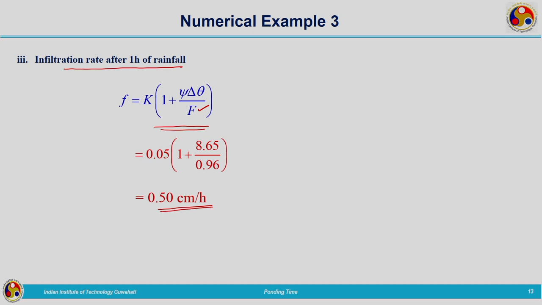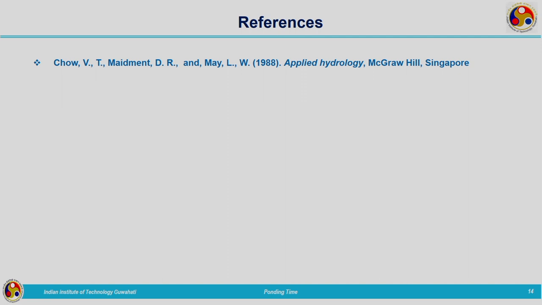As time elapses, the rate of infiltration will be decreasing. Similar kinds of examples and exercise problems can be seen in the Ven Te Chow textbook and any other book on engineering hydrology. So please try to solve the maximum number of numerical exercises. Here I am winding up the numerical examples related to the Green-Ampt equation for infiltration. Thank you very much.